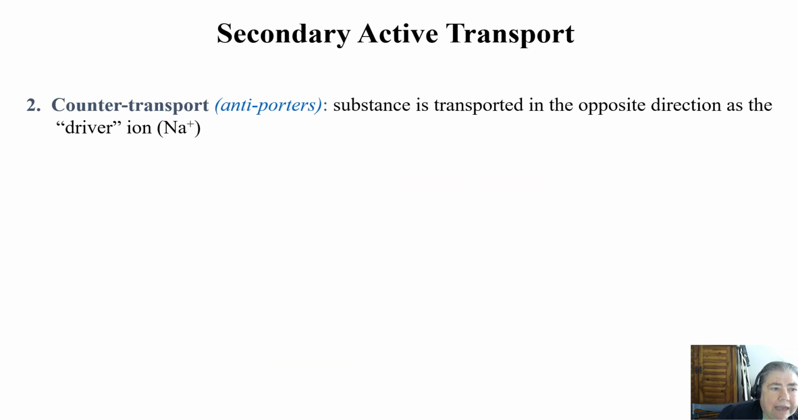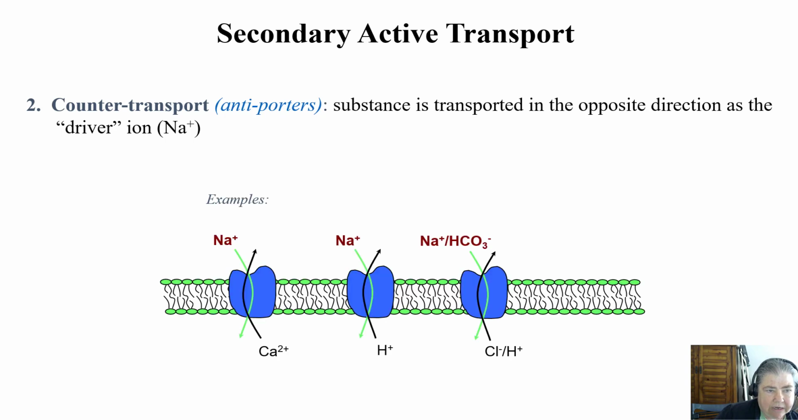There is also countertransport. These are called antiporters, in which case the protein that is the porter uses the driver ion to transport a substance in the opposite direction. So again, it's transporting whatever substance it is from an area of lower concentration to an area of higher concentration, but it's using the gradient of sodium, which is moving from an area of higher to an area of lower.